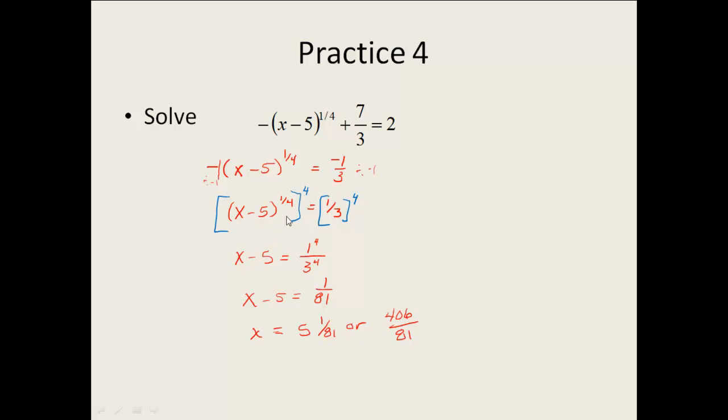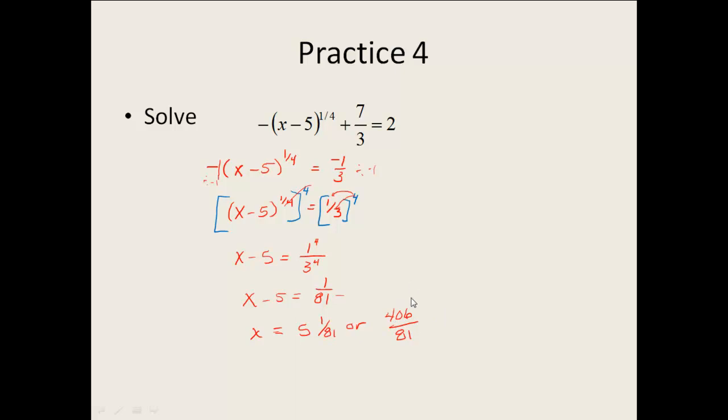On the left, my 4th and my 1/4 canceled out, so I had x minus 5. And on the right, since it's division, everything gets the 4. So the 1 gets the 4, the 3 gets the 4. Multiply that out, and you get 1 over 81. Add 5 to both sides, so you could have 5 and 1 over 81, or 406 over 81.